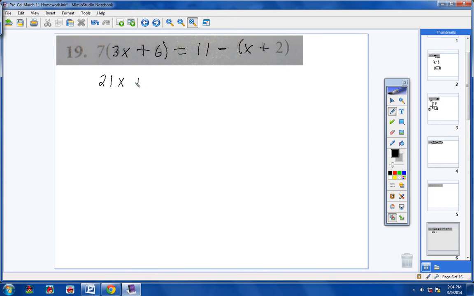7 times 6 is positive 42. Now, can I take this side any further? Well, the answer is no. You have an x term and a constant term. You cannot combine unlike terms.